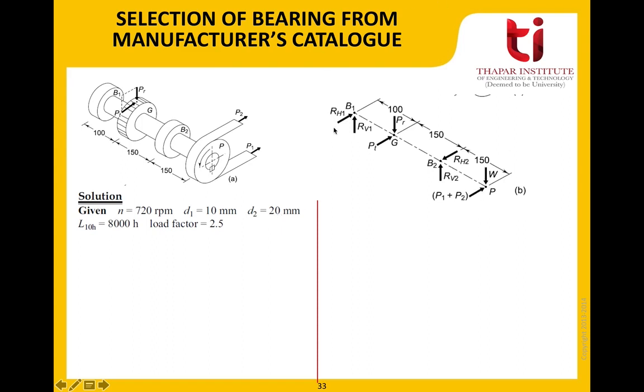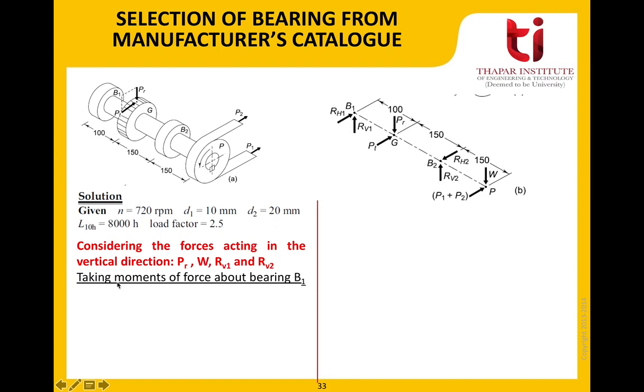Now once we are clear with the free body diagram, we need to consider the forces acting in the vertical direction first, and then we'll consider the forces in the horizontal direction. First, in the vertical direction, which are the forces acting? It is PR, the weight of the pulley, RV1 and RV2.